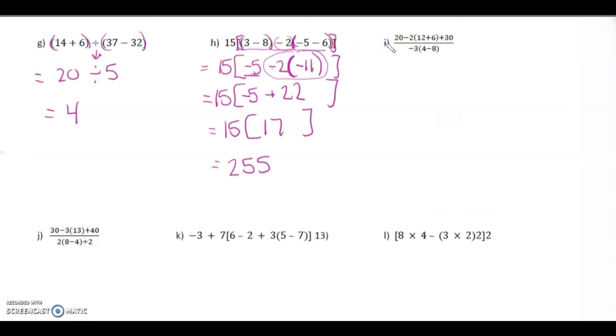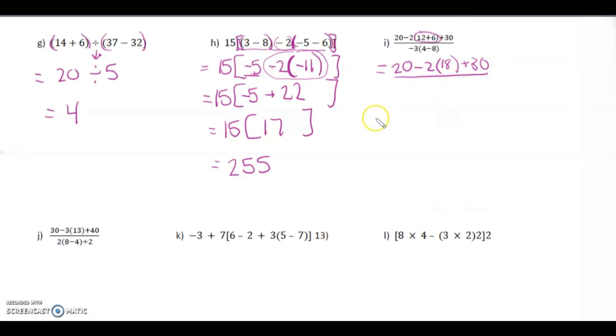Okay, now I. So when we're dealing with integers in a numerator and then in the denominator, what we want to do is we want to complete the numerator first, and then the denominator, and then step 3 would be to divide. So let's simplify the numerator. Let's do it down here. Okay, let's do the brackets first. So we're going to have 20 minus 2 times, well, what's 12 plus 6? 12 plus 6 is 18, plus 30.